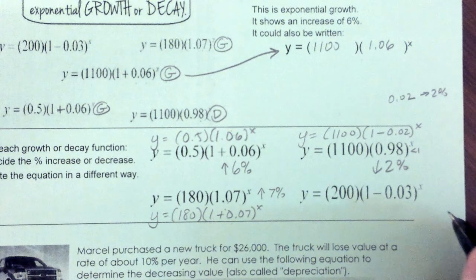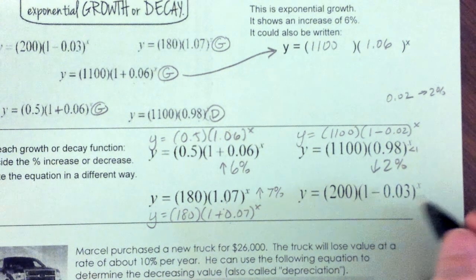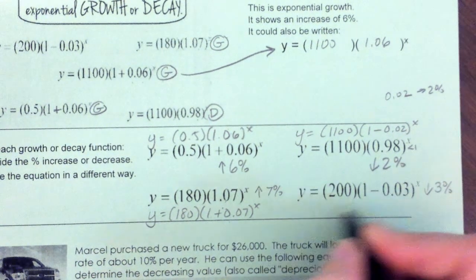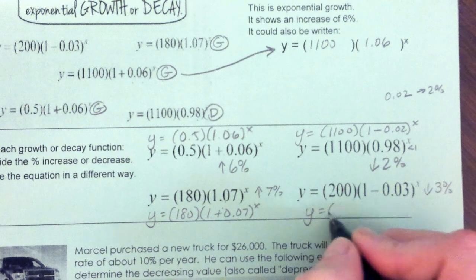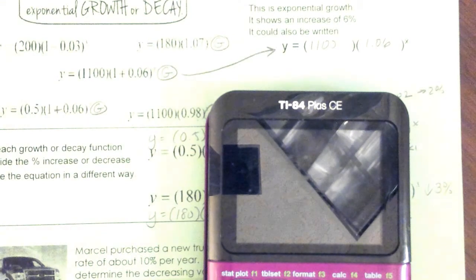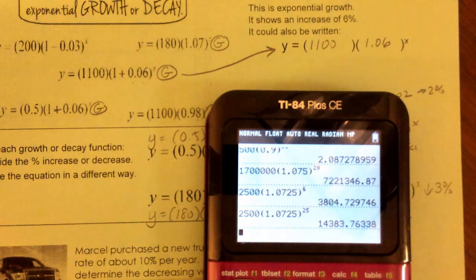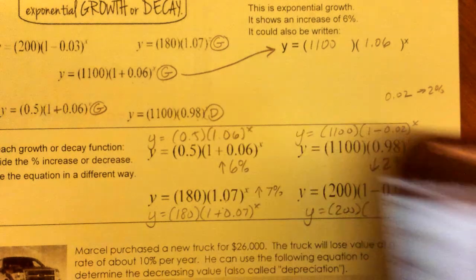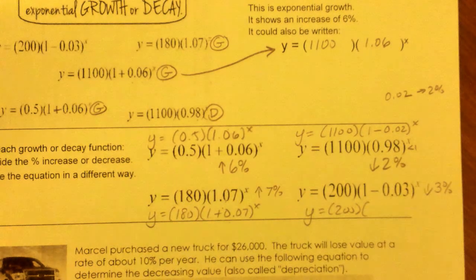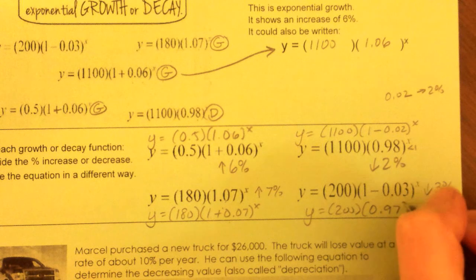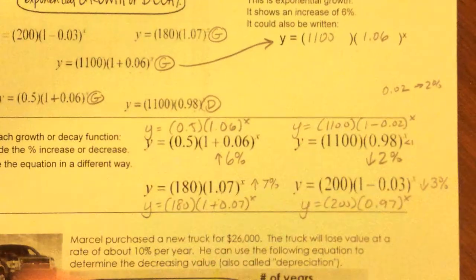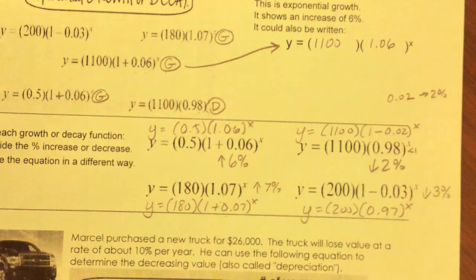And then this one, we have a decrease. I can see that because I'm subtracting, so it's going down 3%. So I would write that y equals 200 times 1 minus 0.03. And if you have to use your calculator, do it. 1 minus 0.03 is 0.97. So 0.97 to the x power. All of these, you need to be able to convert back and forth between all of these ways.